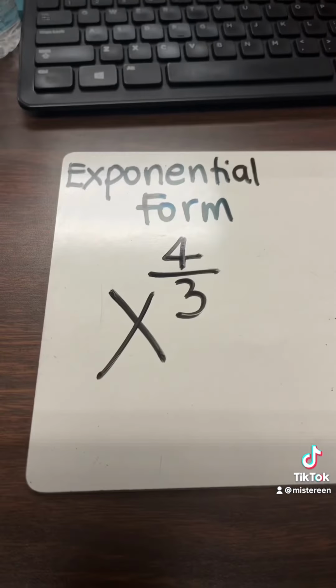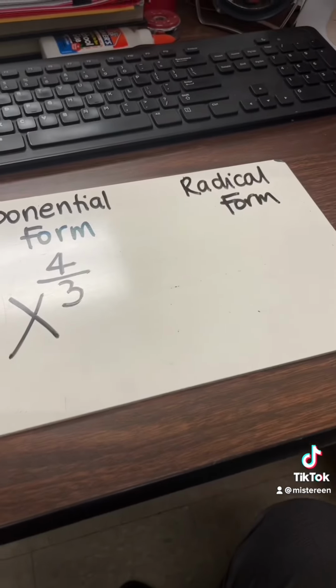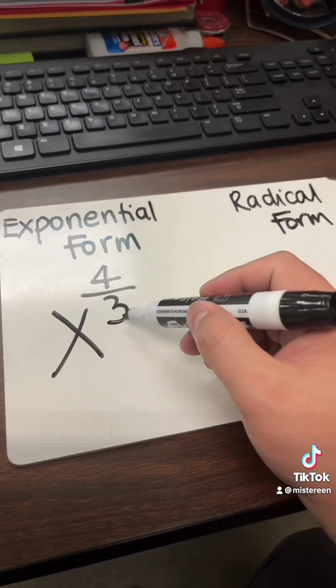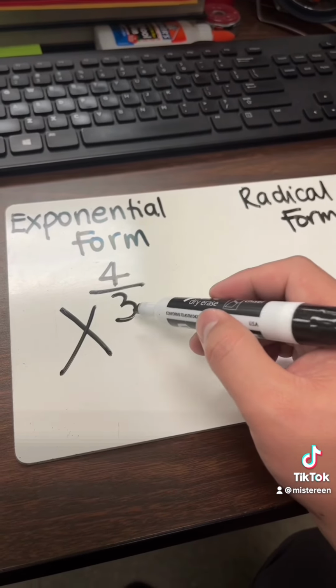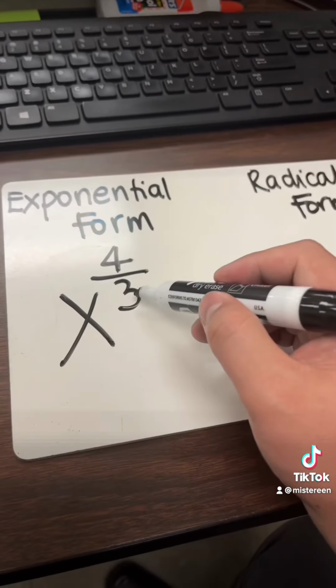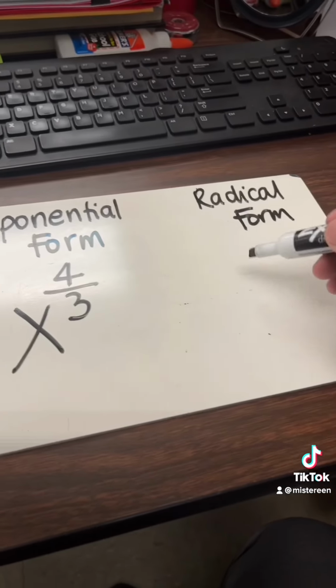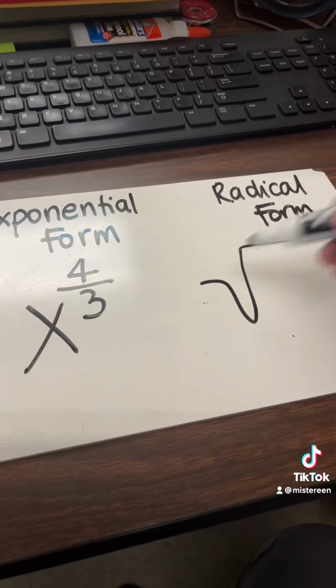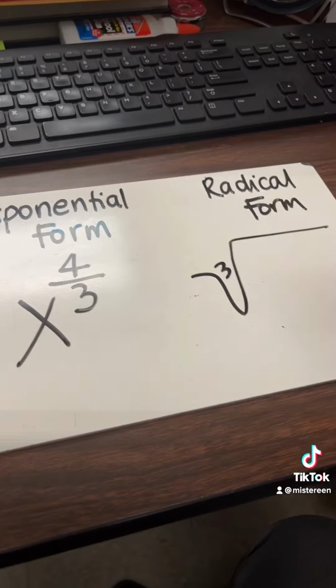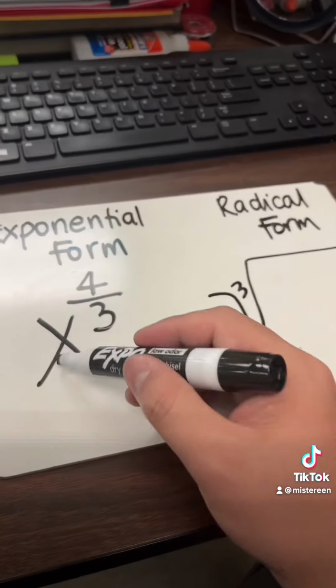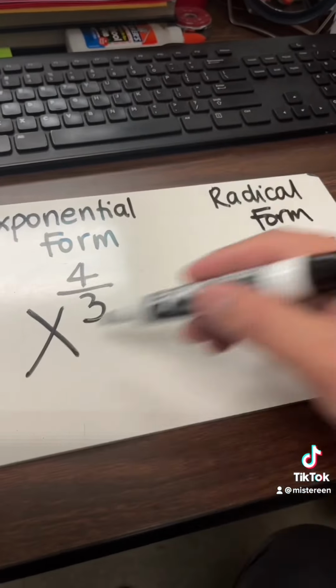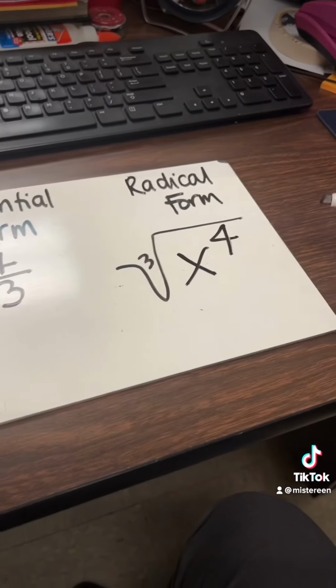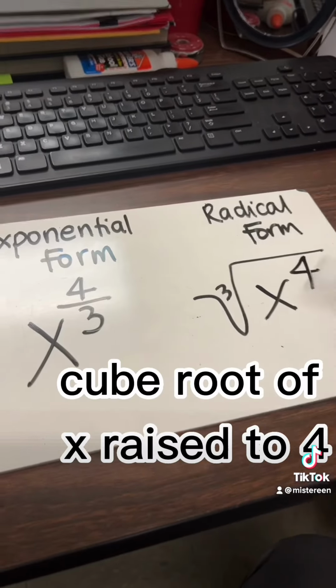Another example, we have x raised to 4/3. We're going to convert it to radical form. First, look at the number at the bottom. You have a 3. Now, if the number there is bigger than 2, like 3, you have to use the cube root symbol. This is the cube root symbol. Just put a number 3 right here, cube root. And then what's inside is your variable and the number at the top, so x to the 4. You will read this as the cube root of x to the 4.